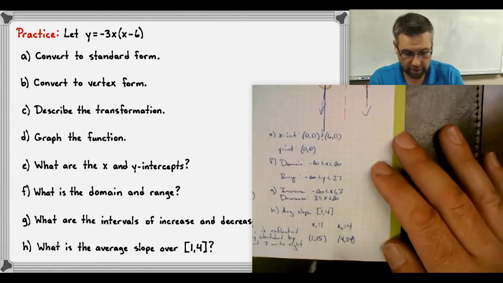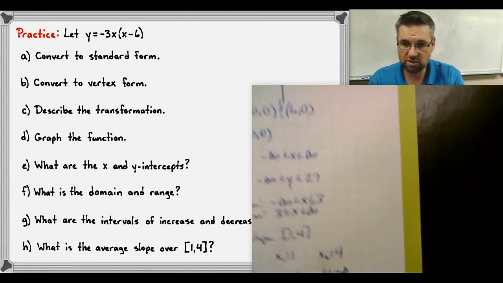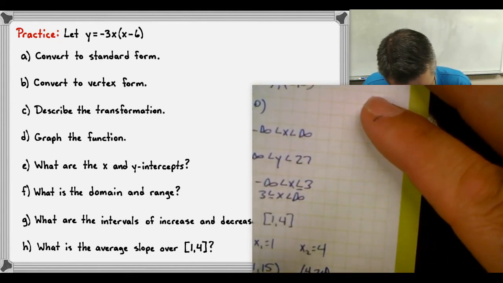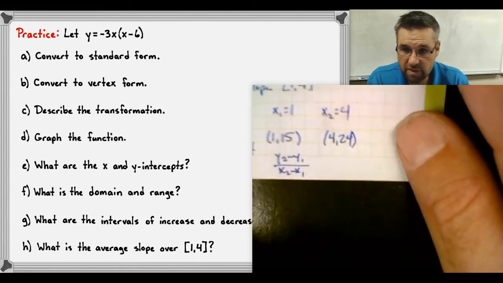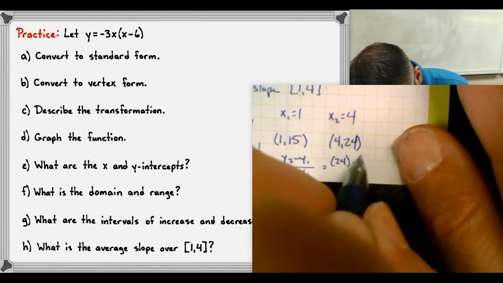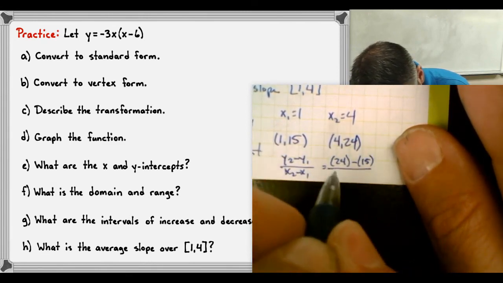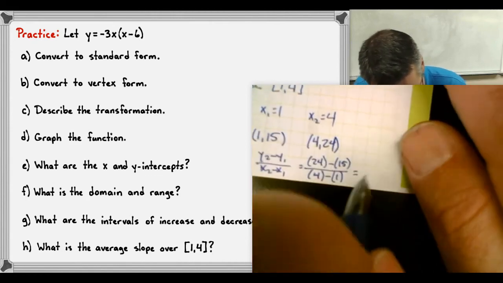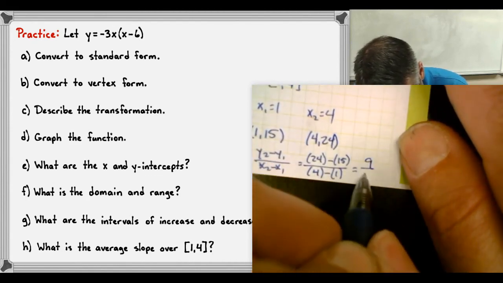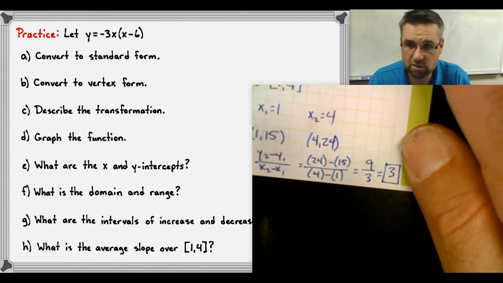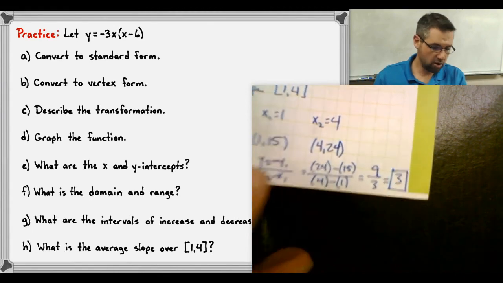Or I can use the coordinates and plug them into my slope formula. Remember, my slope formula is y2 minus y1 over x2 minus x1. And so that would end up being y2 is 24 minus y1 is 15 over x2 is 4 minus x1 is 1. 24 minus 15 is 9. 4 minus 1 is 3. So 9 over 3 is 3. So my average slope is 3 for part H.